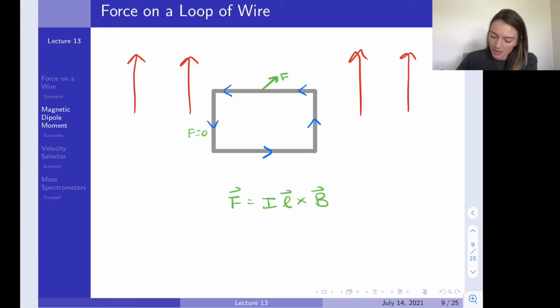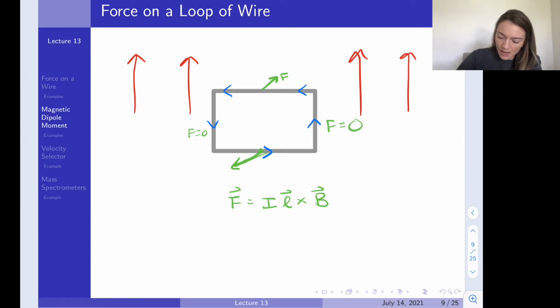And now let's look at this bottom segment here. On this bottom segment, our current is going right. So we can use the right hand rule: put our hand in the direction of the current, curl your fingers in the direction of the magnetic field, and we'll see that our force is in this direction, coming out of the page. And now if we look at this segment of wire, again, we can see that the current and the magnetic field are in the same direction, so that cross product has to be 0.